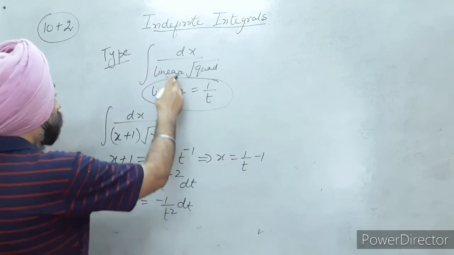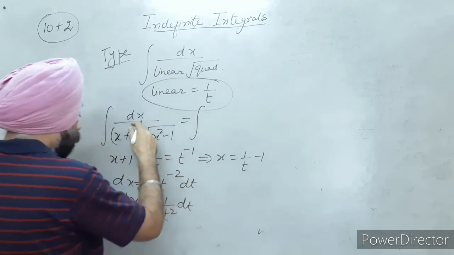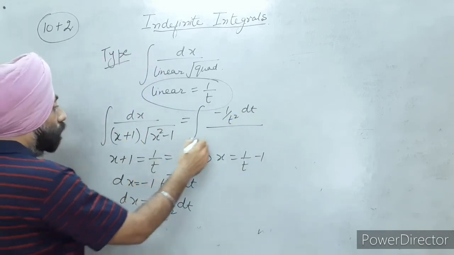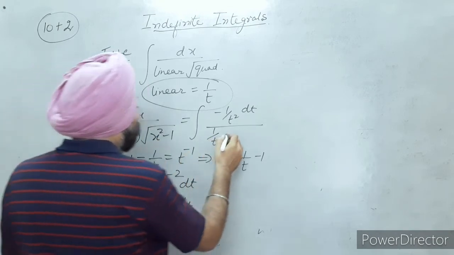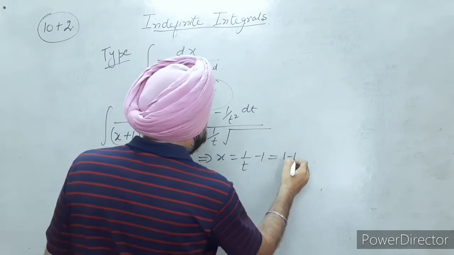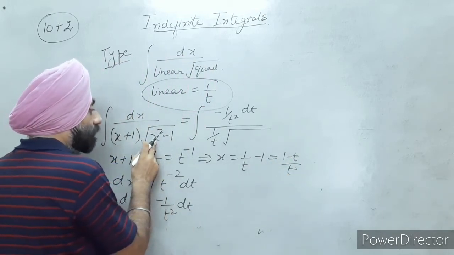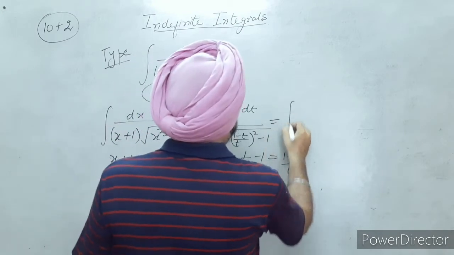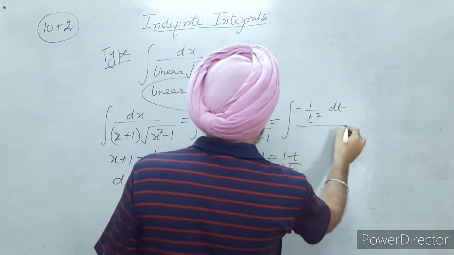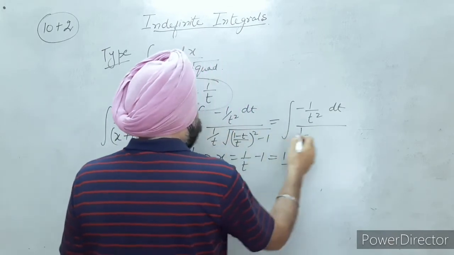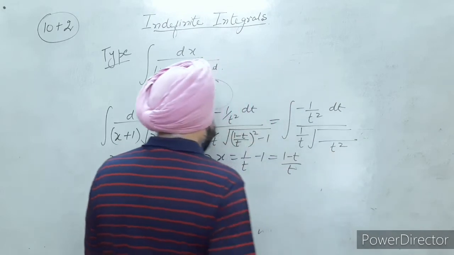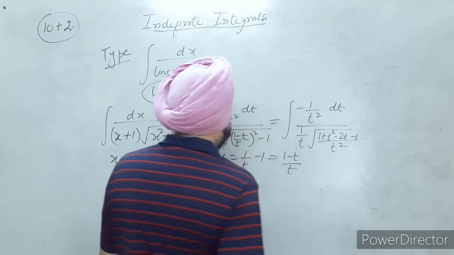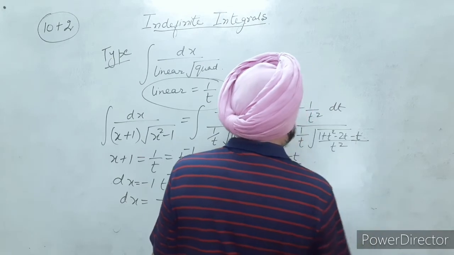Right? Now put this value in the given equation. What is value of dx? Minus 1 over t square dt. Okay. Then x plus 1 is 1 over t. X square minus 1, thus substitute the value of x as 1 minus t upon t, its square minus 1. So what happens to this? It becomes minus 1 over t square dt upon 1 by t. Now I take the LCM as t square, it is 1 plus t square minus 2t minus 1, minus t under the root.